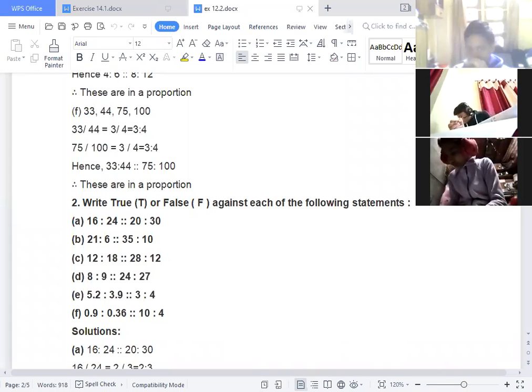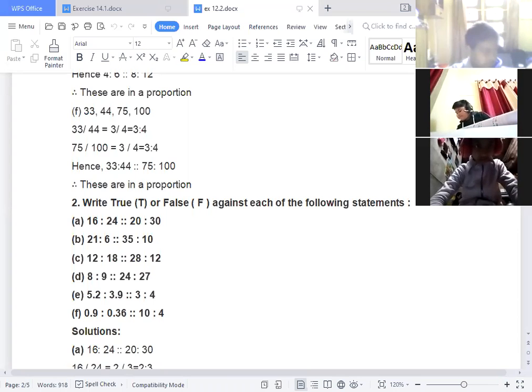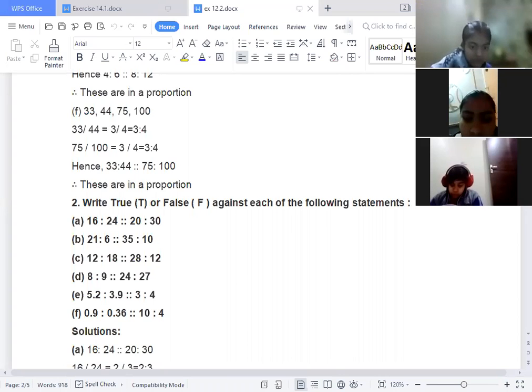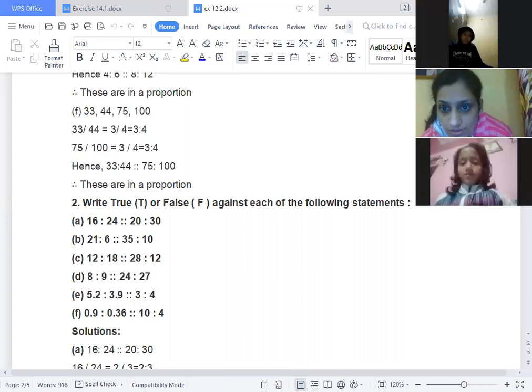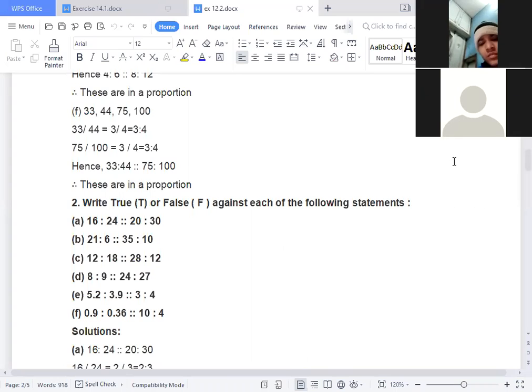Yes, Bhumika, unmute yourself. 16:24 is proportionate to 20:30. So in which table do 16 and 24 go? Both the numbers. Yes, Bhumika. Unmute, beta. Open your camera, Bhumika.